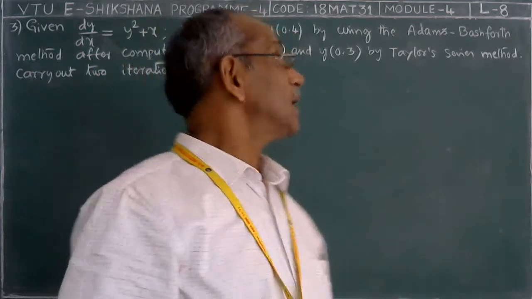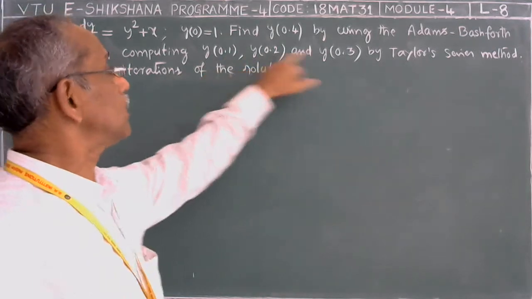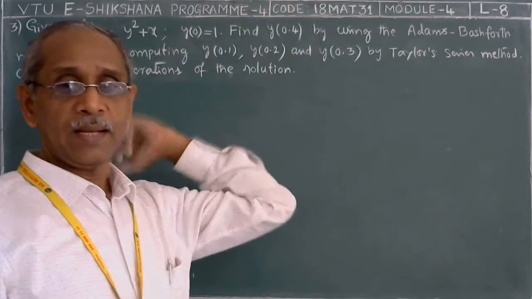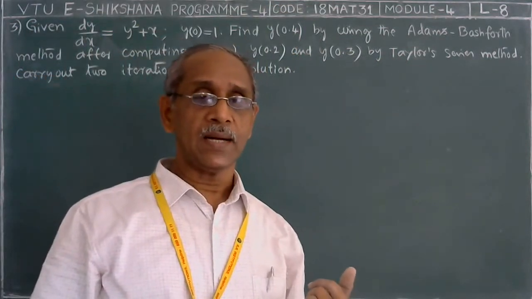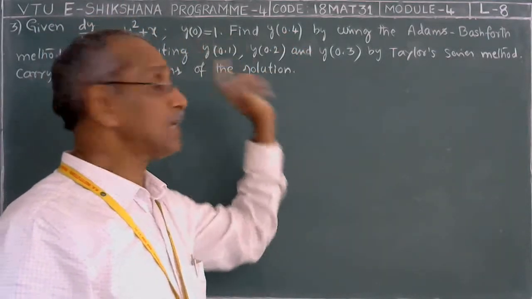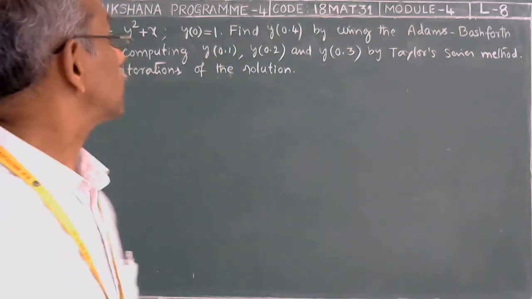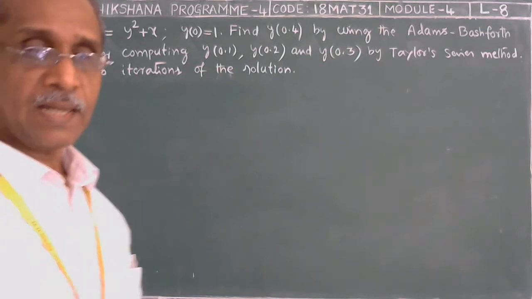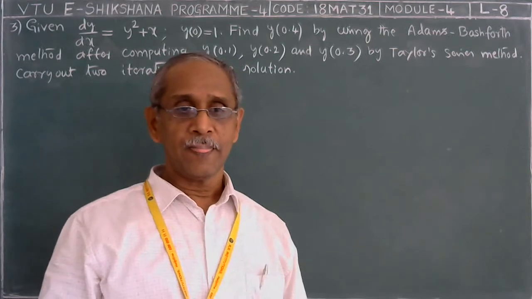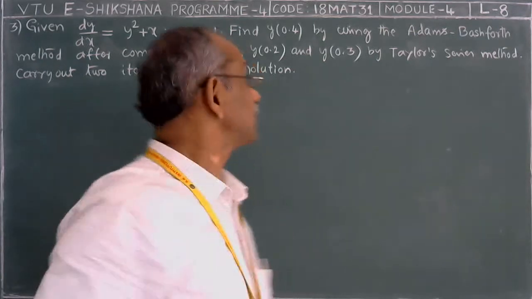Okay, so first the prerequisite is the values of y at x is equal to 0.1, 0.2 and 0.3, which are to be obtained by Taylor series method, and then apply Adam Bashforth predictor and corrector method to arrive at the value of y at x is equal to 0.4. So let us first determine the values of y at x is equal to 0.1, 0.2, 0.3 by Taylor series method, which has been explained already in the Taylor series method as well as in Milne's predictor and corrector method.